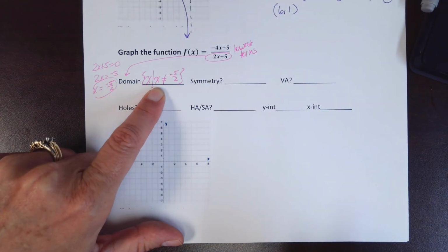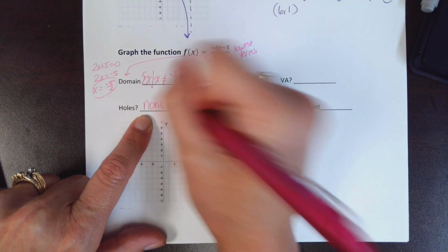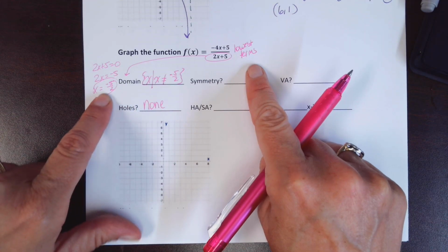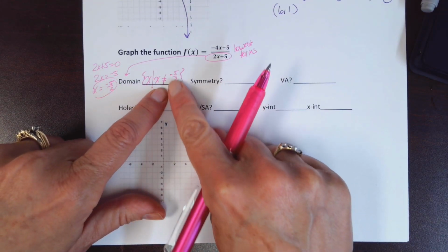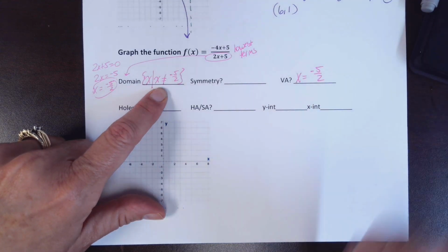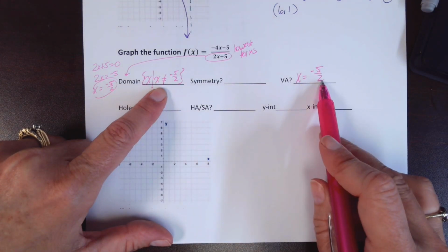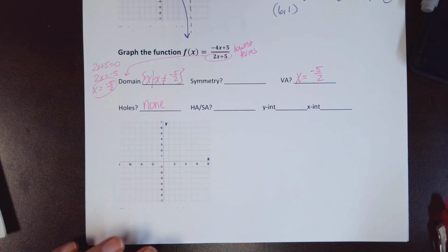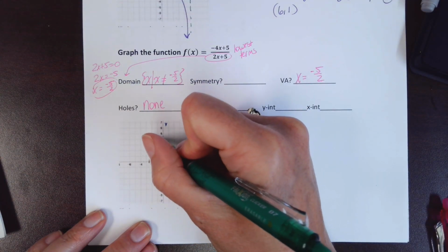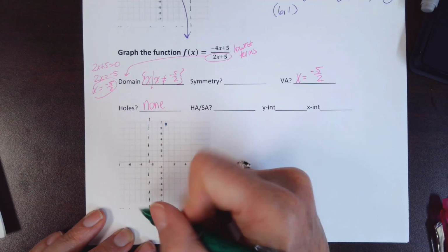Since there is nothing to remove, I don't have a removable discontinuity. No holes in the graph. Since it's in lowest terms and this value gets kicked out, it's not a hole, it's a vertical asymptote. Let's go ahead and stick that on our graph. Where is x equal to negative 5 halves? Negative 5 halves is negative 2.5. So there is that vertical asymptote, x = -2.5.